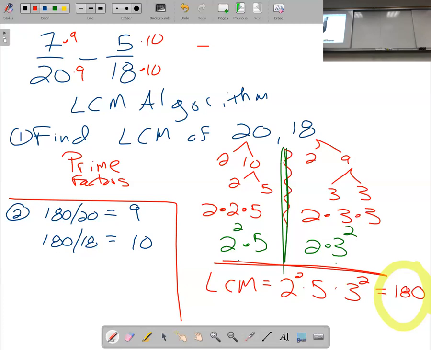So then I can rewrite these as 7 times 9, which is 63 on a good day, and 5 times 10 is 50, over a common denominator of 180. And some books will just jump right to this, writing the denominator once we find it. Others will write it as 63 over 180 minus 50 over 180. I like less writing, but it depends on the book you use. 63 minus 50 is 13 over 180.